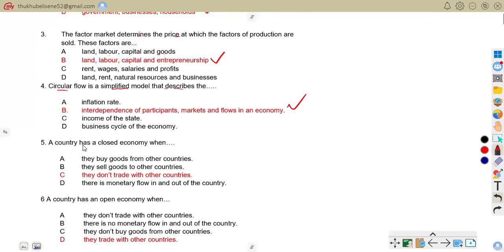Number 5, a country has a closed economy when they buy goods from other countries, they sell goods to other countries, they don't trade with other countries, there is monetary flow in and out of the country. So a country has a closed economy when they don't trade with other countries. The correct answer is C. So no imports, no exports. That is that.